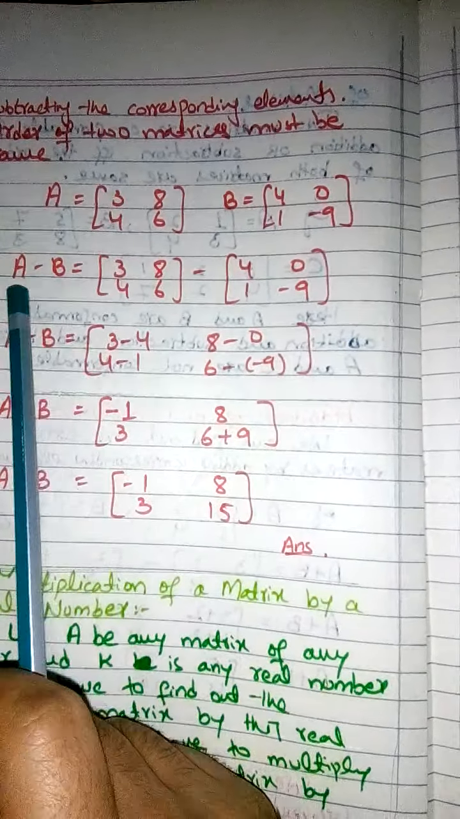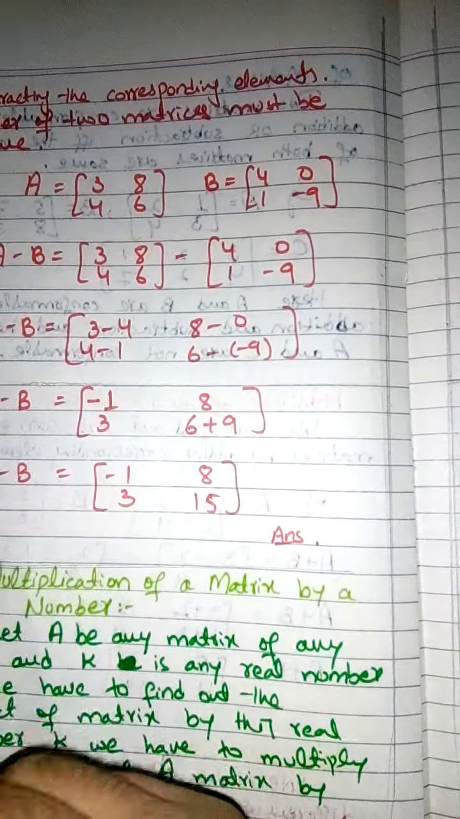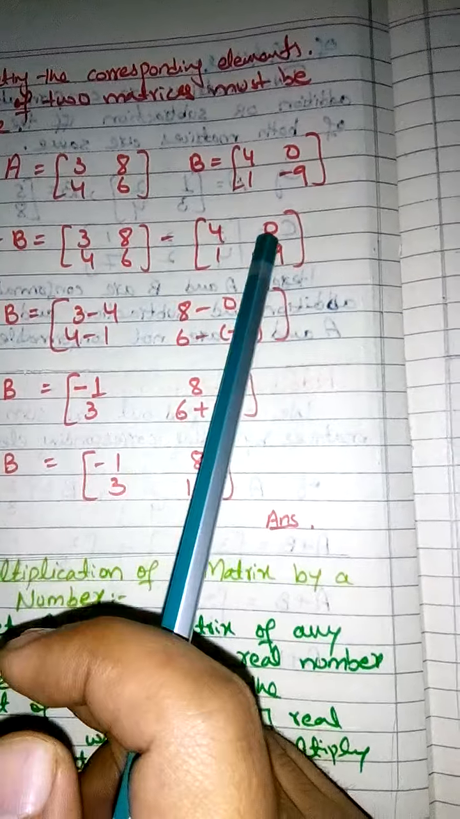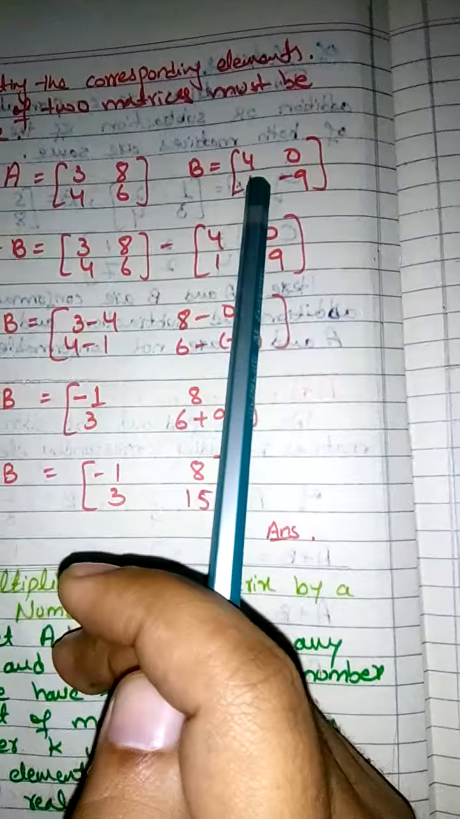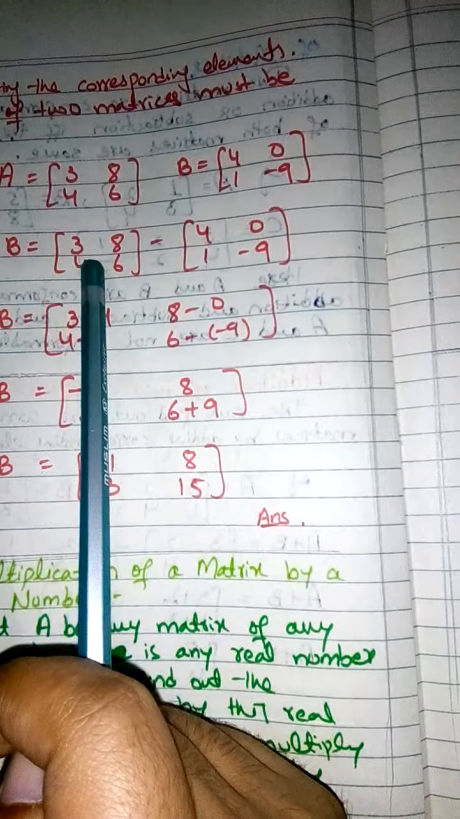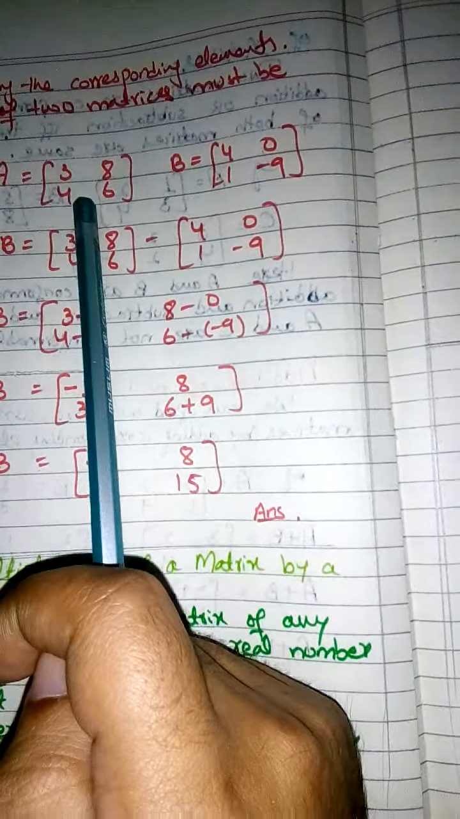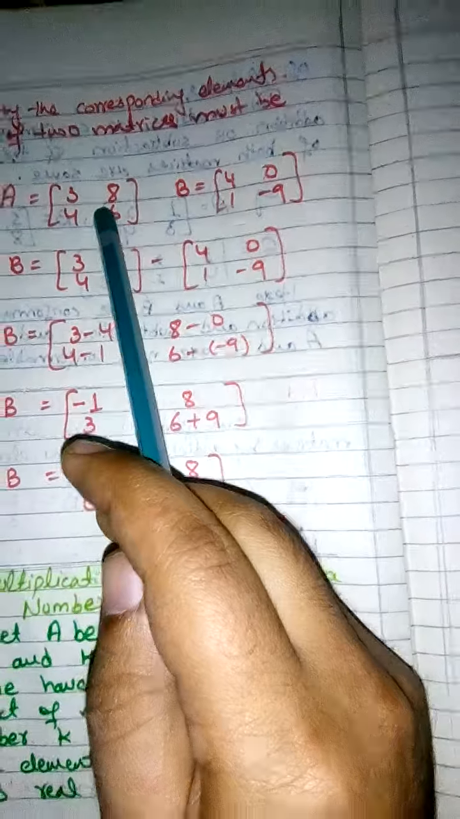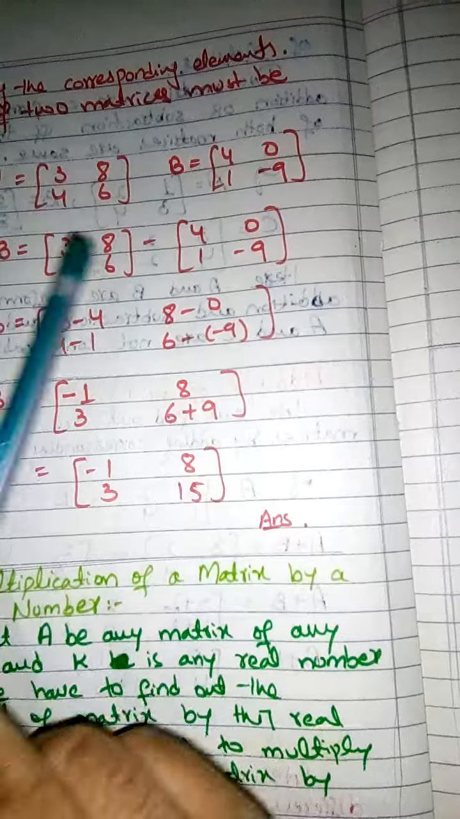If we have to find the subtraction, for example A minus B, then we will write first matrix minus second matrix. And if the examiner says to find B minus A, then you have to write the second matrix first and place the first matrix second. So in A minus B, we have to write matrix A minus matrix B. So the corresponding elements will be subtracted.